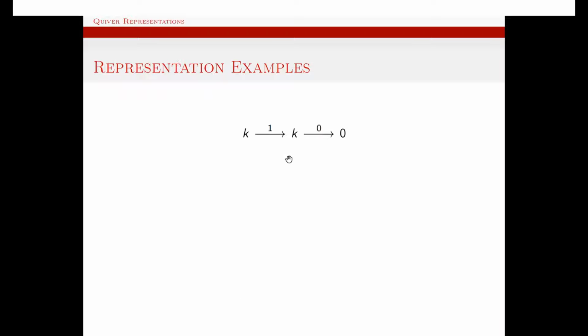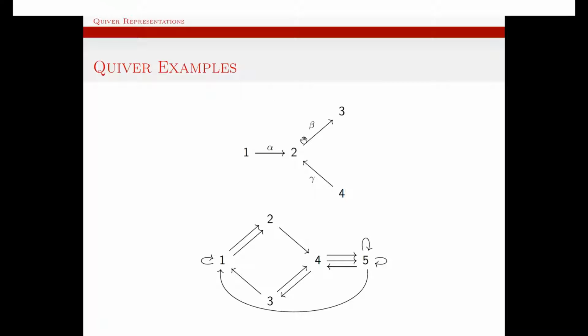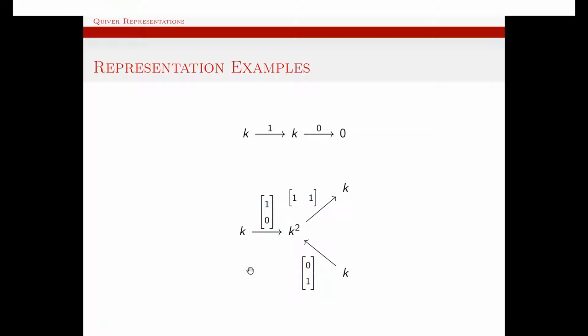For examples of representations, we can take this first example where k is our field, and then the first two vertices have the one-dimensional vector space, and the third has the zero space. And then our first map is the identity, and our second is the zero map. We can also think of a representation of our first quiver example, where we take one-dimensional vector spaces on the outside vertices and a two-dimensional one on the inside, and we have linear functions represented by matrices.